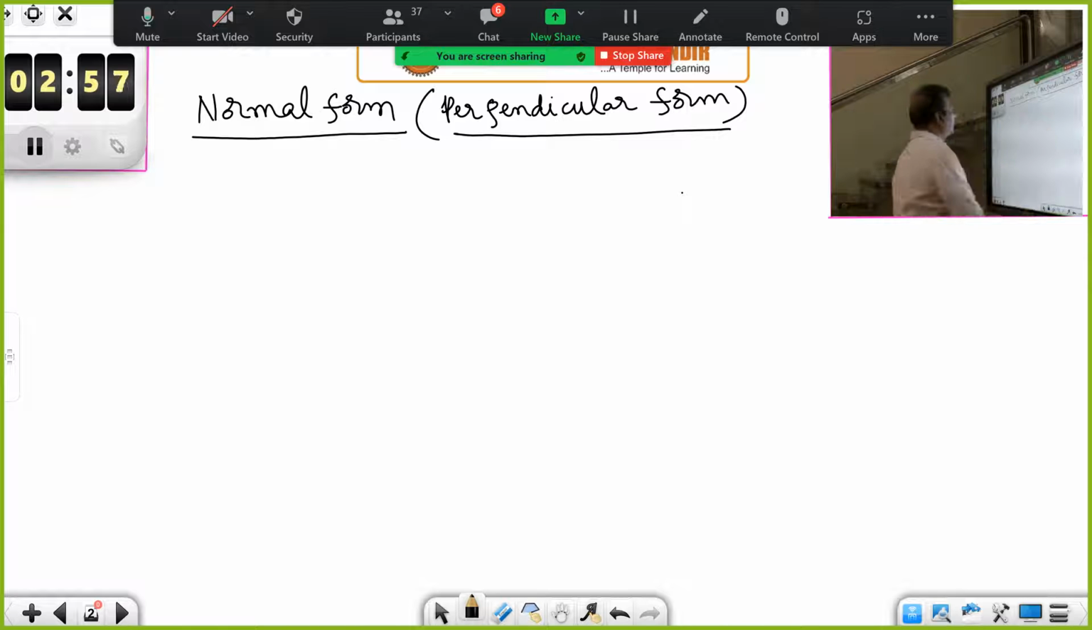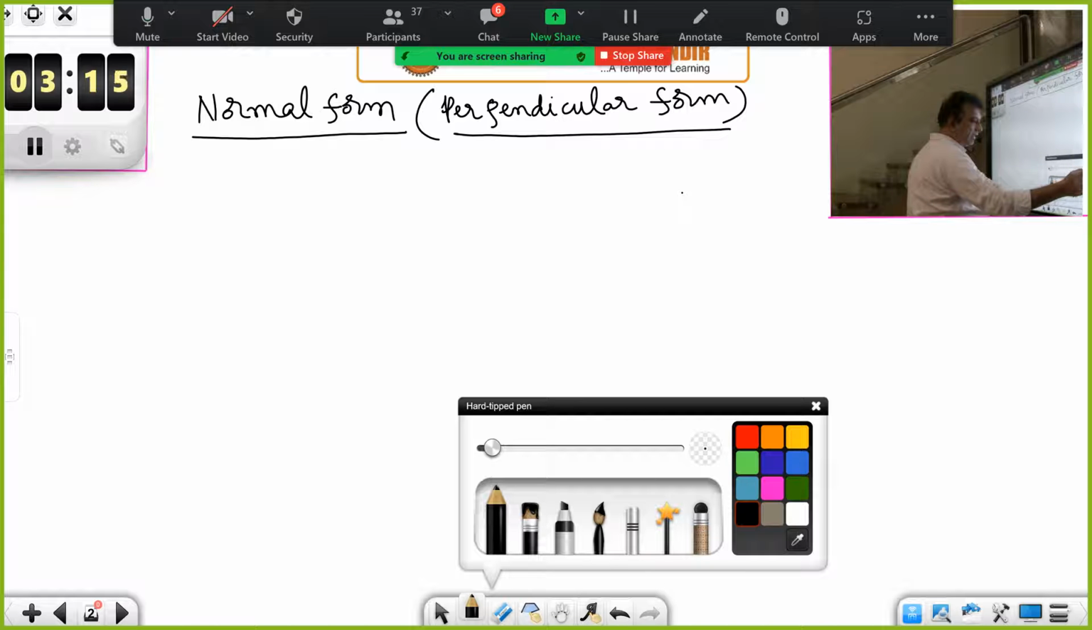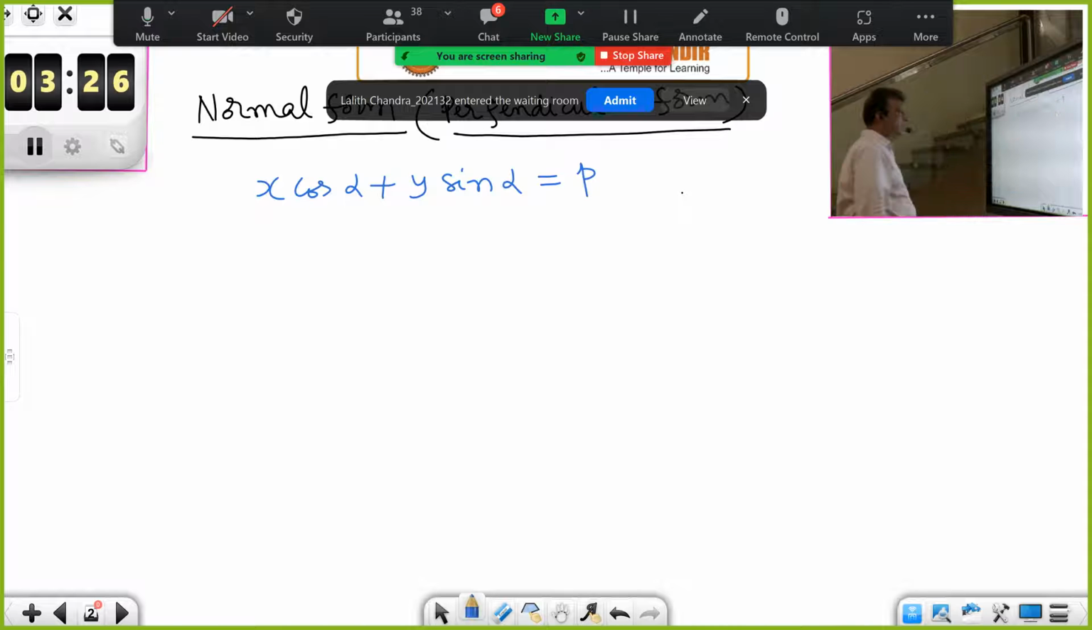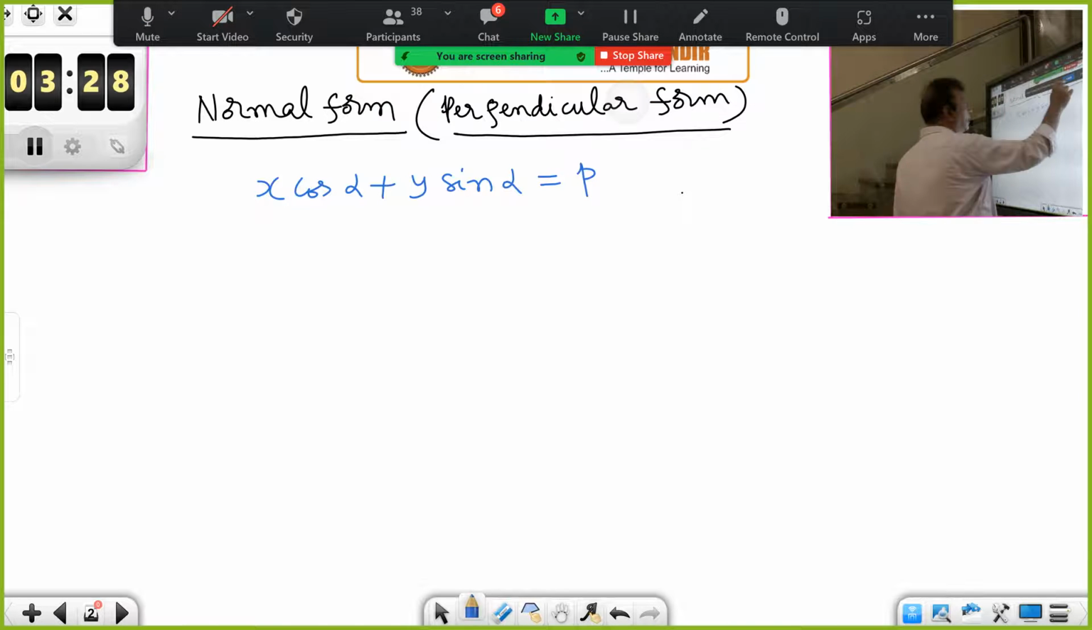Okay. Can anybody tell me what is the normal form of a straight line, or perpendicular form? Sir, x cos alpha plus y sin alpha is equal to p. Okay, that is correct. x cos alpha plus y sin alpha is equal to p is called the normal form of the straight line. Now, what is the important condition here? P must be greater than 0, sir. P must be positive.